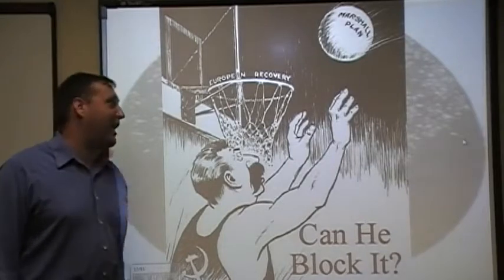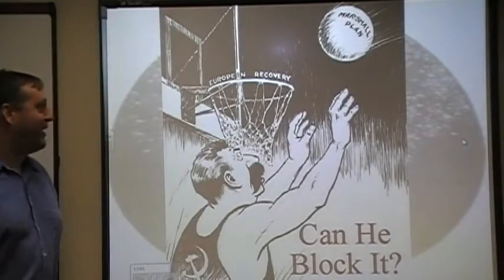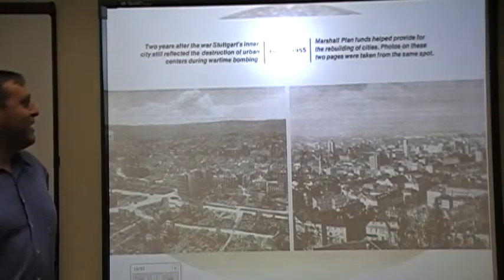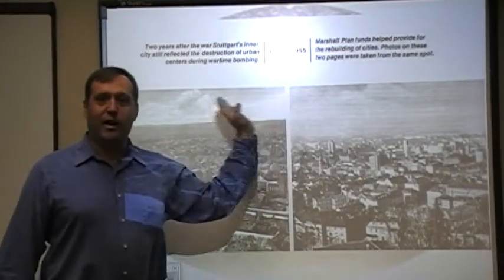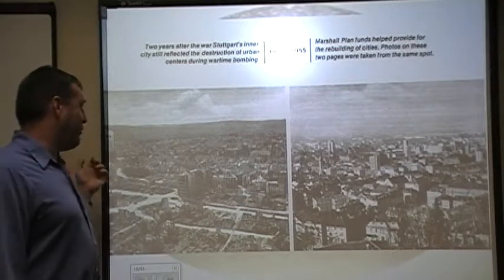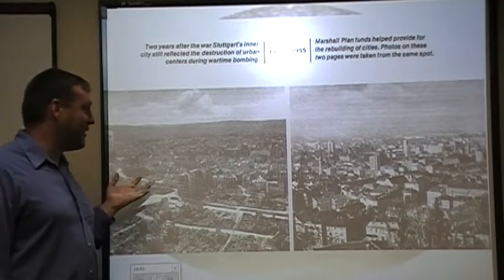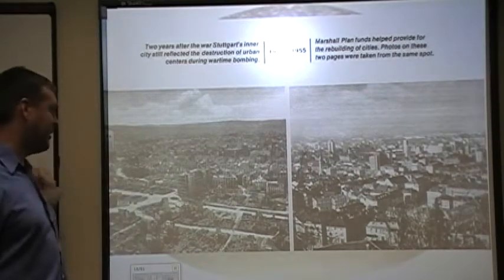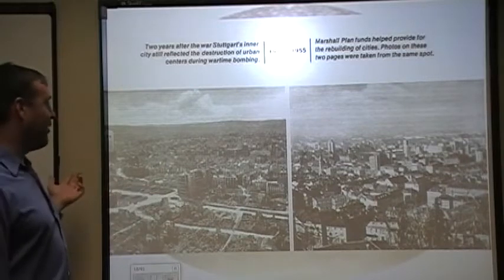There's Stalin. He's trying to block the shot of the Marshall Plan from going in the basket. Right? This is a couple of scenes of Stuttgart, one in 1947 after the war, and it looks pretty much like you expect a big industrial center in Germany to look, following World War II, which is blown up. Right? It's bombed out, and it's pretty well destroyed.